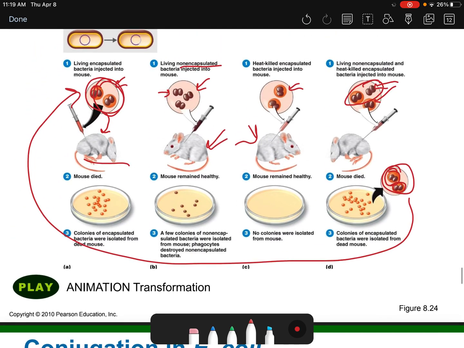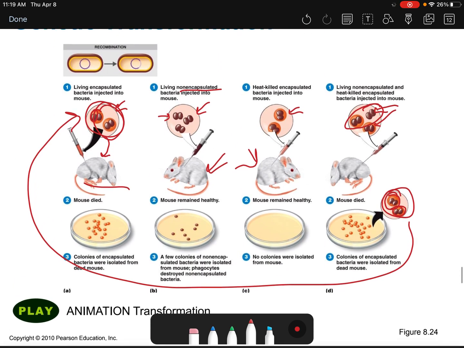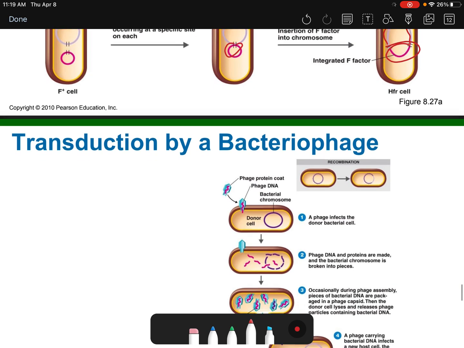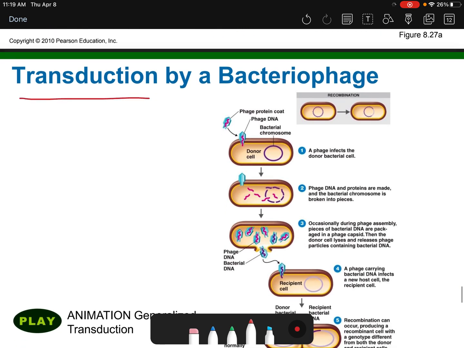It could come from a bacterial cell that was busted open and some of its contents leaked out. They could pick up some of the genetic information from that bacterium. A third way is transduction, using a bacteriophage. A bacteriophage is a virus that infects bacteria.